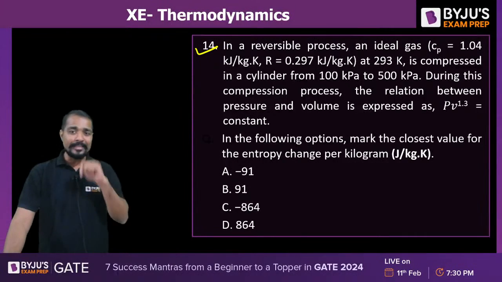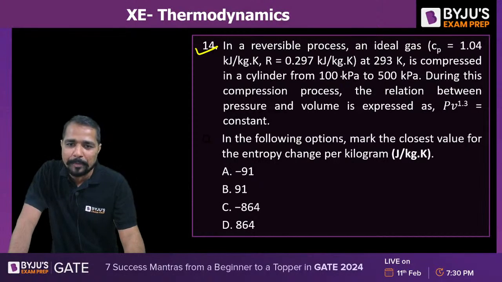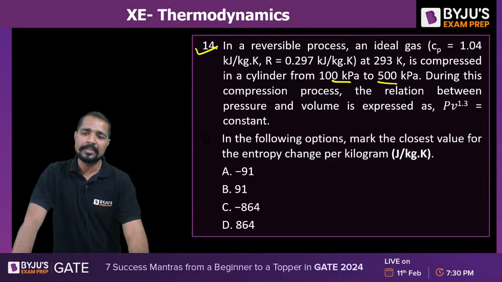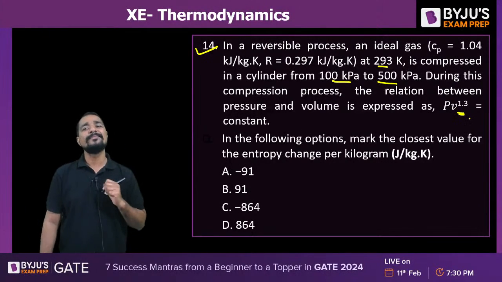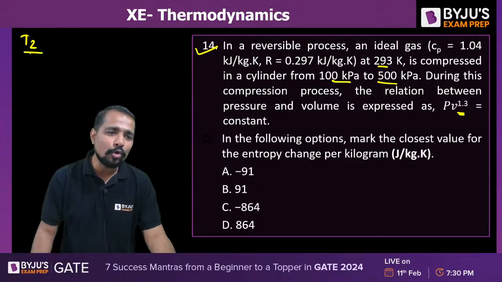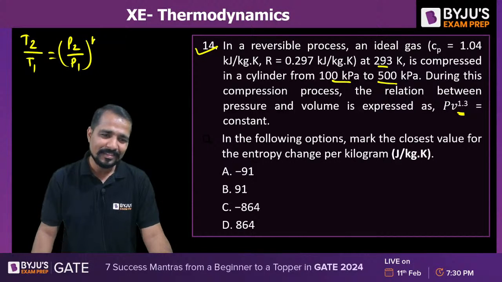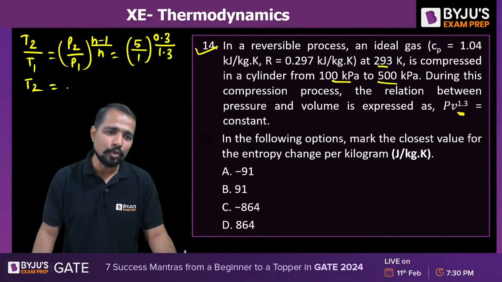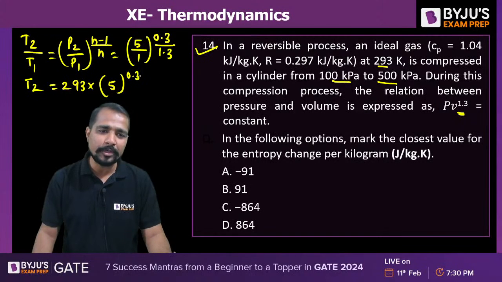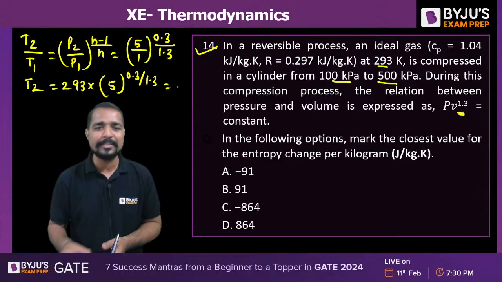Important question. It is a polytropic process, my dear, and in this polytropic process P1, P2 are given. T1, T2 are also given, because you will calculate T2 from here. We can write directly T2 by T1 equals (P2 by P1) raised to (n minus 1) upon n, where P2 by P1 is 5 divided by 1, raised to 0.3 divided by 1.3. So T2 will be equal to T1, 293, into 5 raised to 0.3 divided by 1.3. Can you please tell me the value of T2?